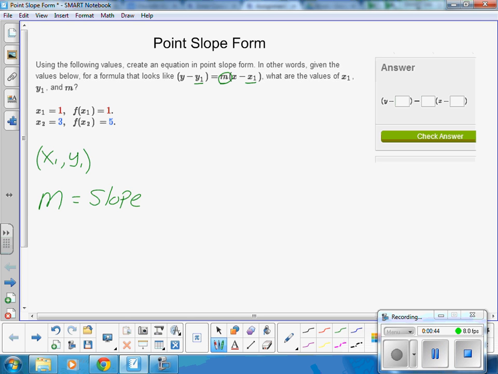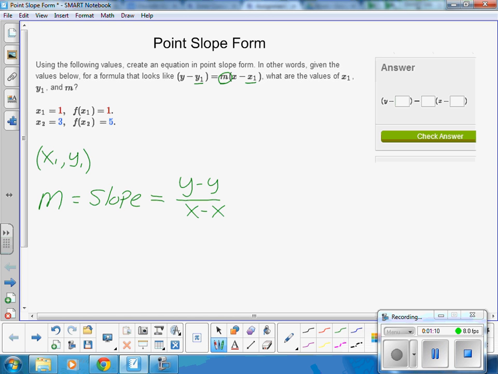The m is the initial that they use for the word slope. M means slope, and if you remember finding the slope, we go y minus y over x minus x. So you will need to find the slope. Now in some problems they'll give you the slope. In this one they do not, so we'll have to find the slope given 2 points.